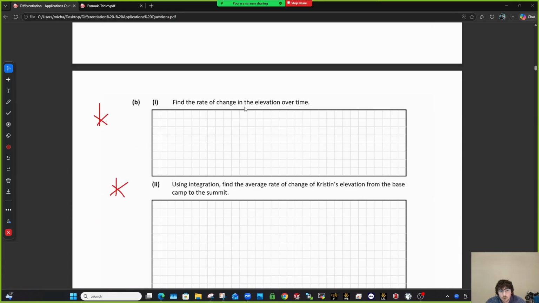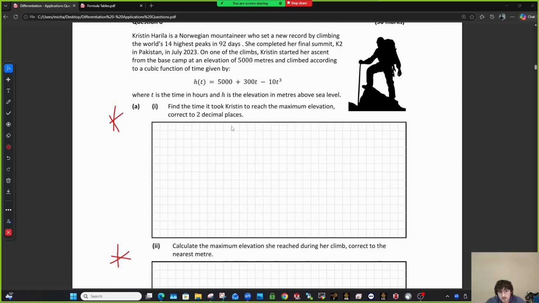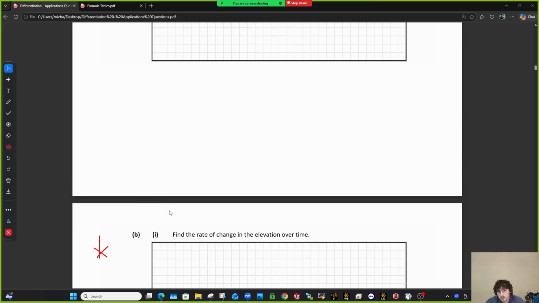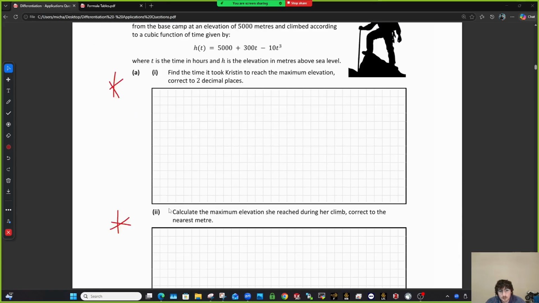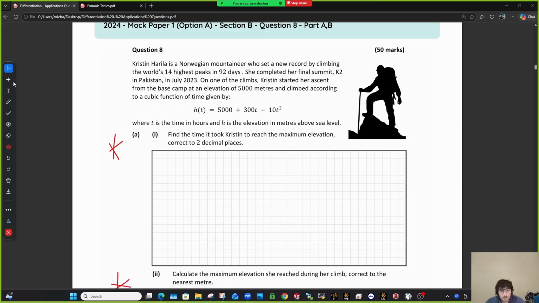Find the rate of change in the elevation over time. So that's a little bit of a funny question there. So what that is, the rate of change in the elevation over time. So it's a mock exam. It's hard to know what to say there. That's not very specific. So for me, you know, h is elevation, and they ask for the rate of change of elevation. They're basically just asking for h dash t there.